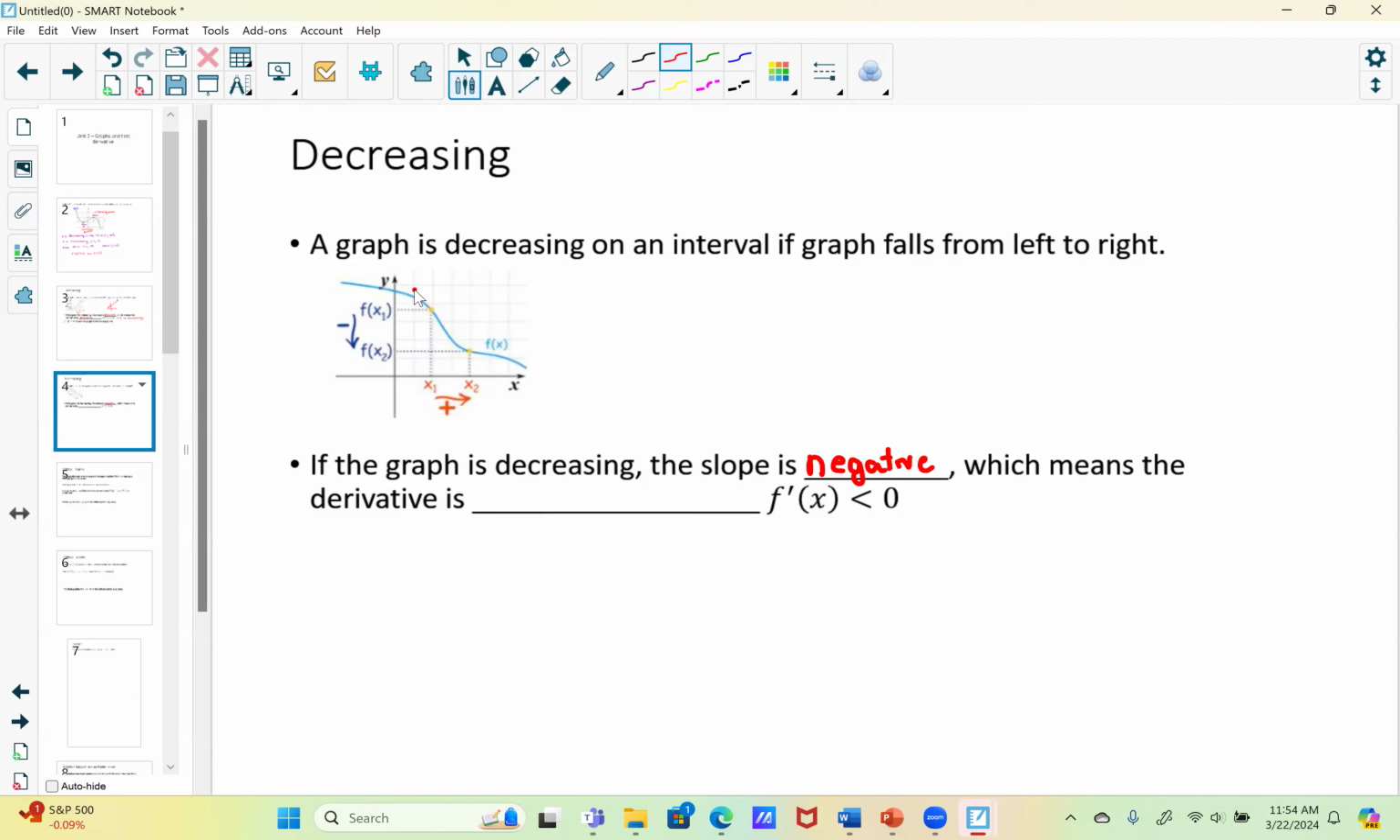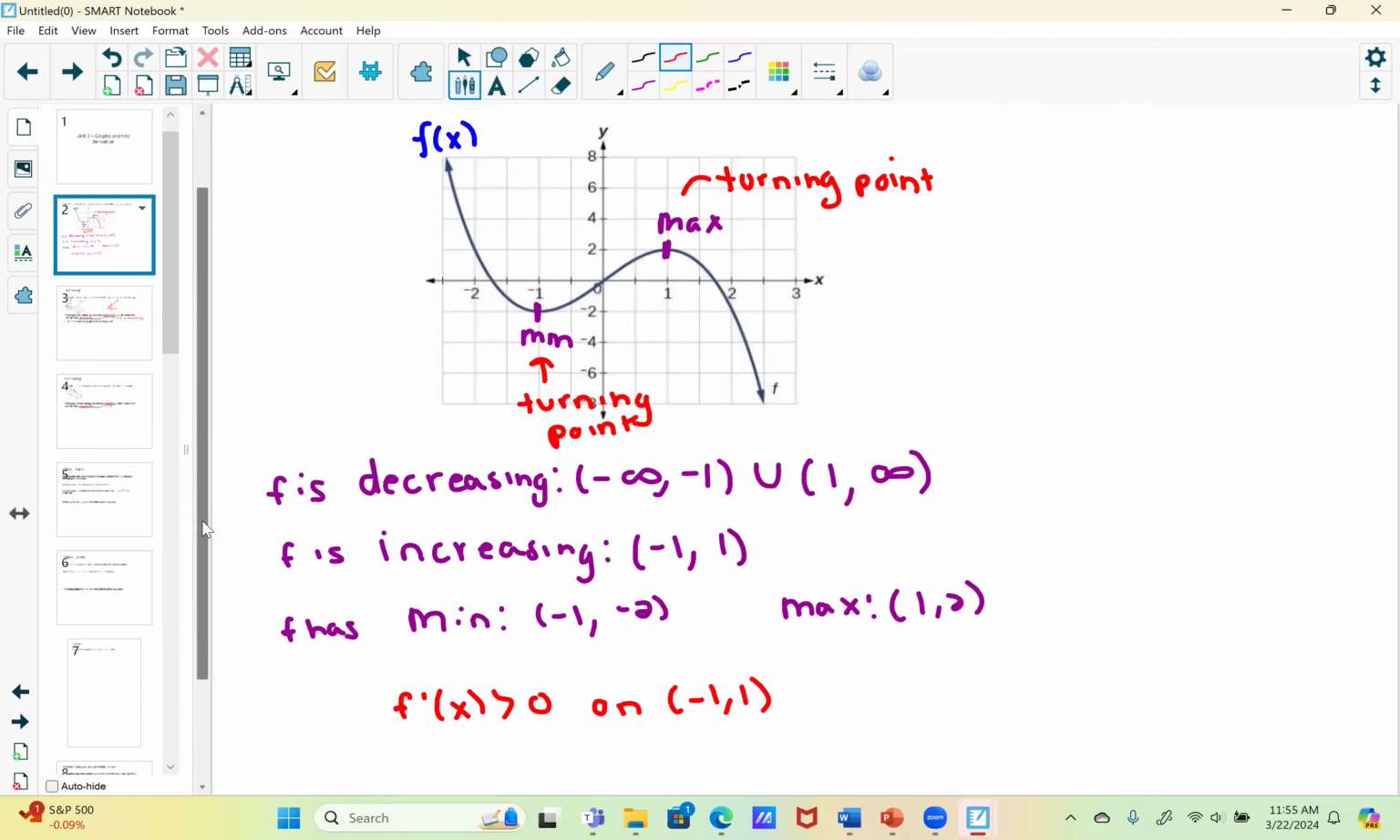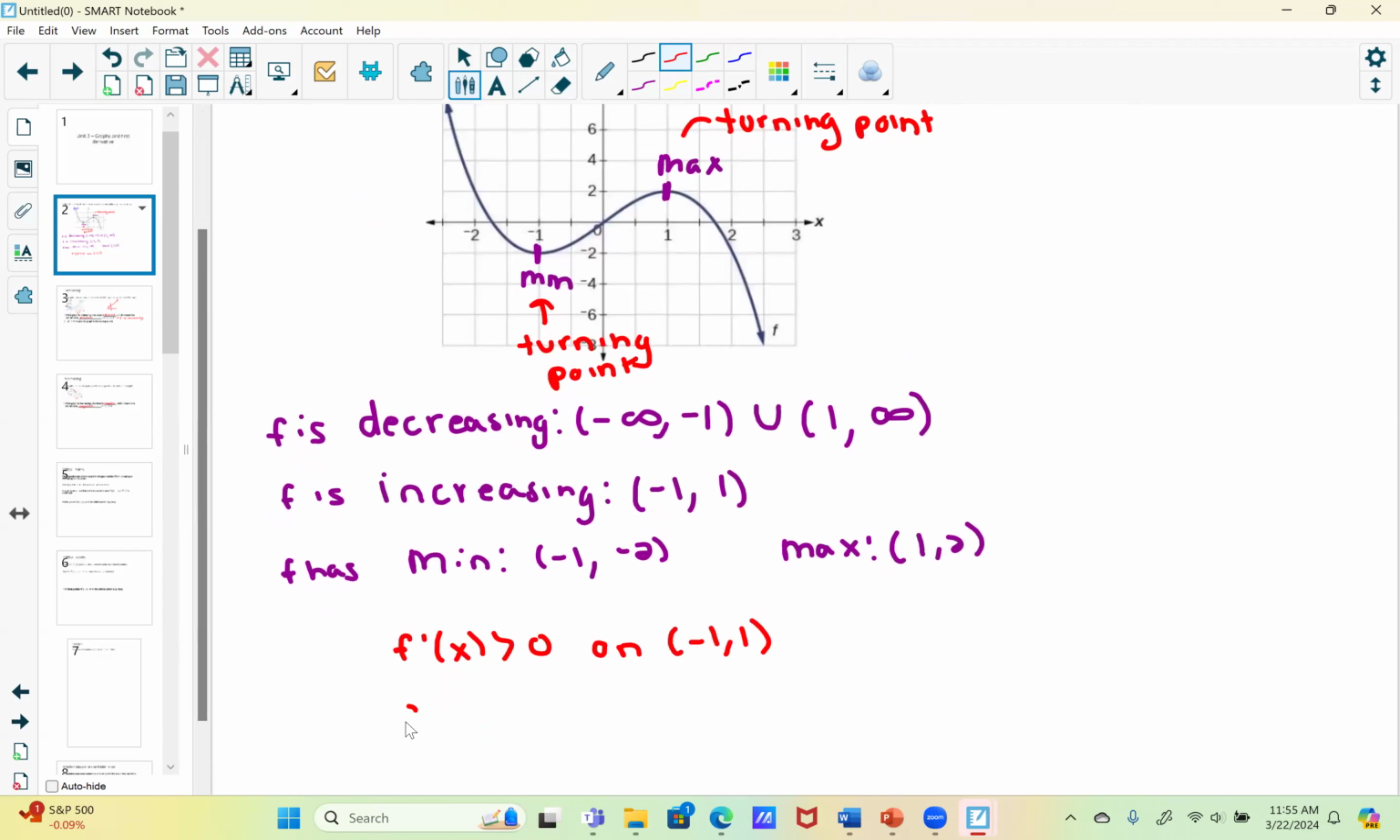So again, if I draw a tangent line anywhere, my tangent line is decreasing, so that slope is negative. This means that the derivative is negative, and so we write it as f prime of x is less than 0. So again, if I go back to my graph here, what I would say is f prime of x is less than 0 on negative infinity to negative 1 and from 1 to infinity.